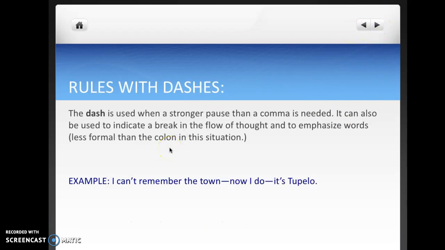Rules with dashes. The dash is used when a stronger pause than a comma is needed. It can also be used to indicate a break in the flow of thought and to emphasize words. It's less formal than the colon in this situation. I'm going to go over colons in just a little bit, actually.